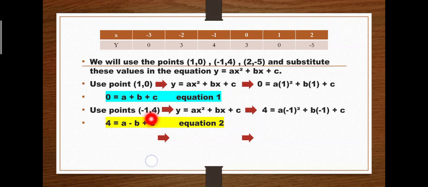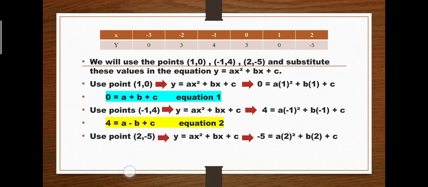So, copy 4 is equal to negative 1 squared, diba? Is negative 1 times negative 1 is equal to positive 1. Kaya, pwedeng 1a, pwede rin namang a. Then, negative 1 times b is negative b. Since ang sign is negative, therefore, yung operation niya is minus. So, pwedeng minus 1b or pwede rin namang minus b kasi automatic na yan, meron na siyang 1. Then, copy plus c. So, yan yung equation 2 natin.